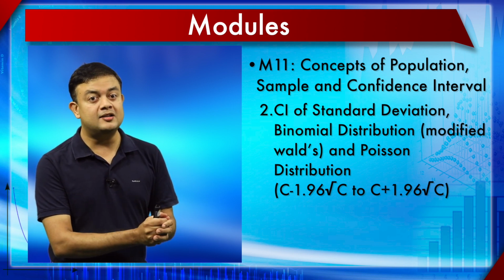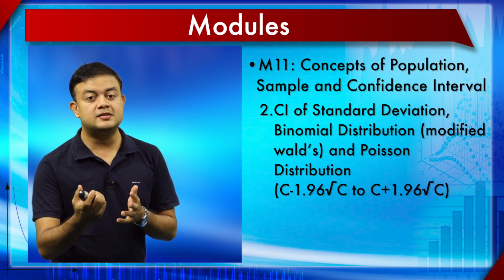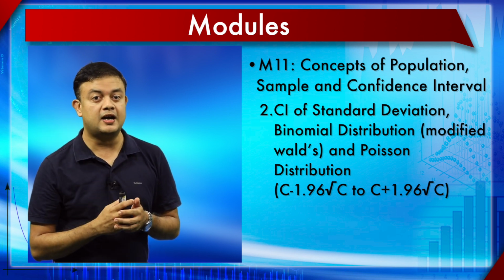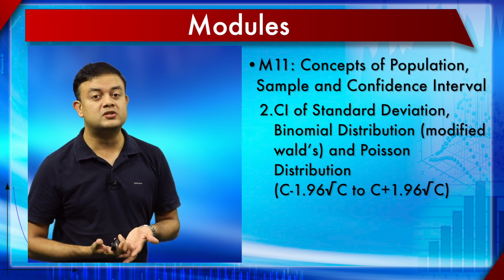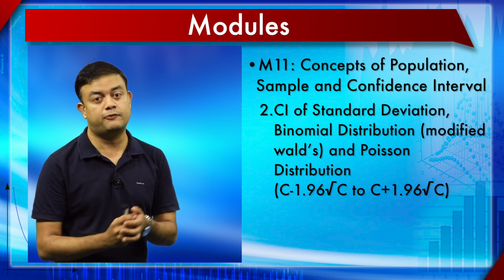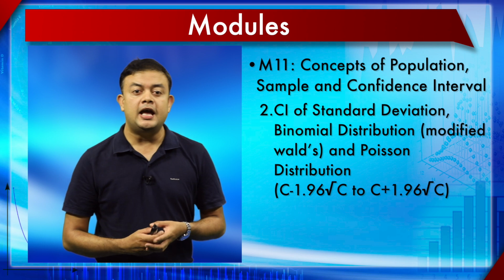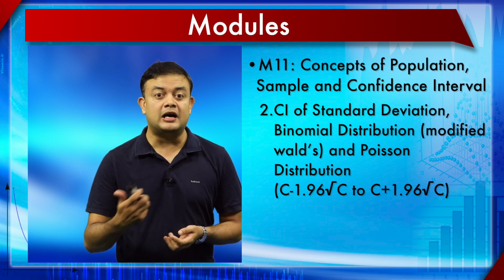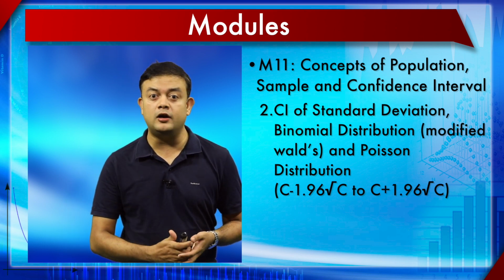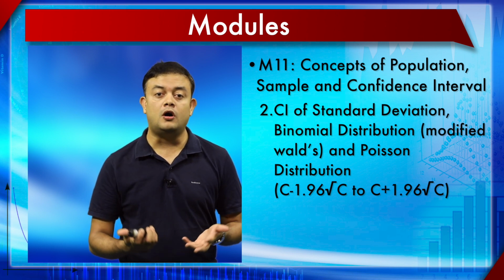Then we also learned about the confidence interval of the standard deviation and how to calculate it, and the confidence interval of the binomial distribution, that is, of proportions, for which we have to use the modified Wald's formula that we have covered, and the Poisson distribution, that is the count distribution. Remember the Ledoux problem which I told you? So all these you can do.